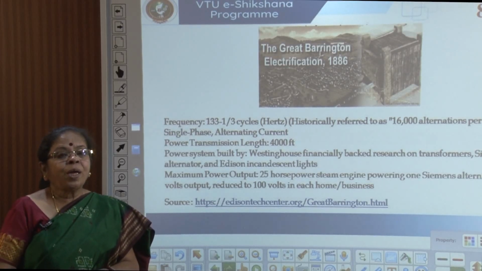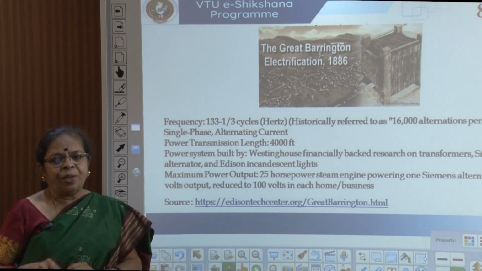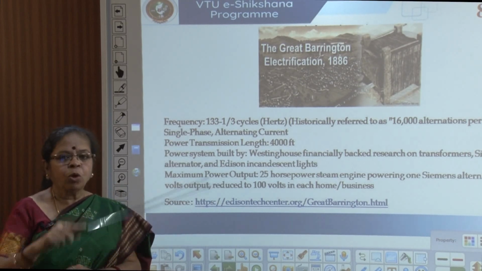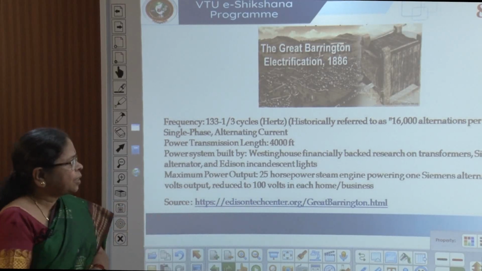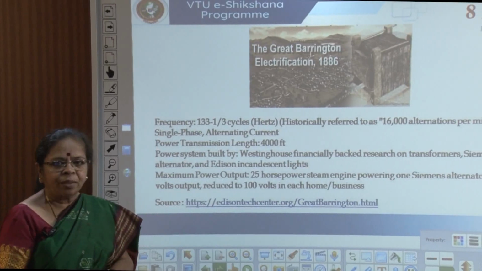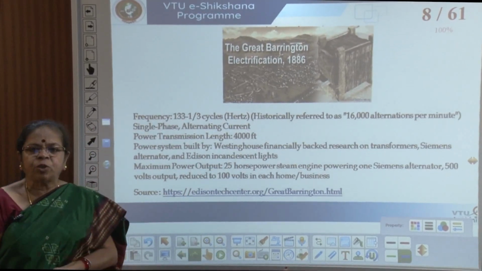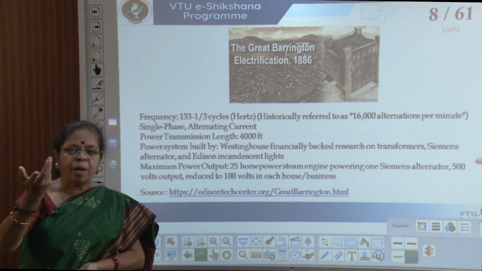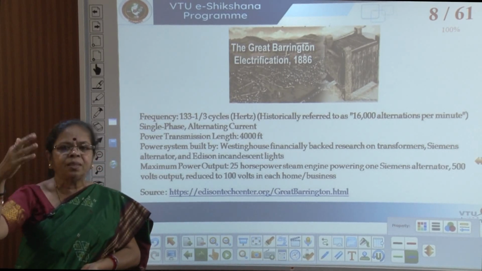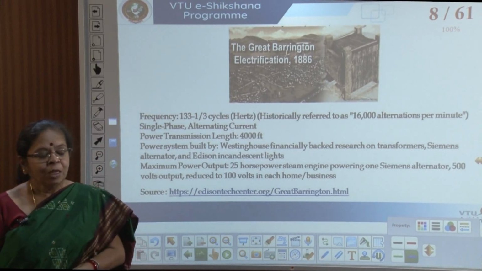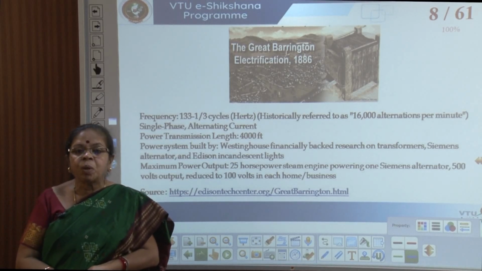Okay. So, if you just calculate in one cycle, you have two alternations, right. So, it goes from positive and then negative. So, if you just calculate per minute for 133 1/3 hertz, you will get 16,000 alternations per minute. That means 16,000 times positive, negative, positive, negative. So, it goes through the 0 16,000 times. So, it is historically called the 16,000 alternations per minute.